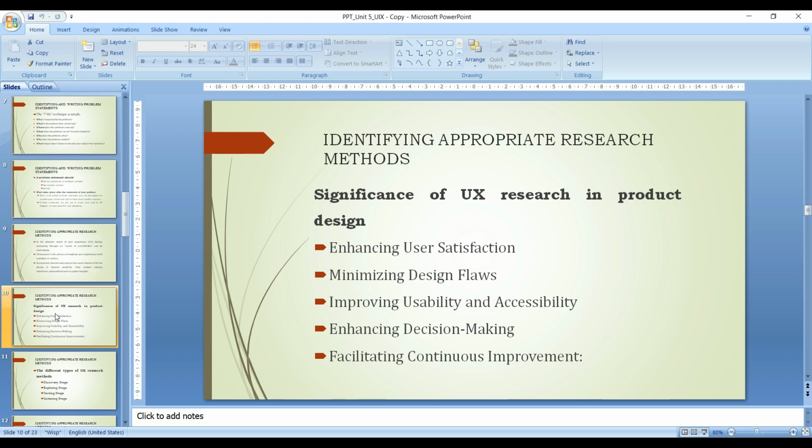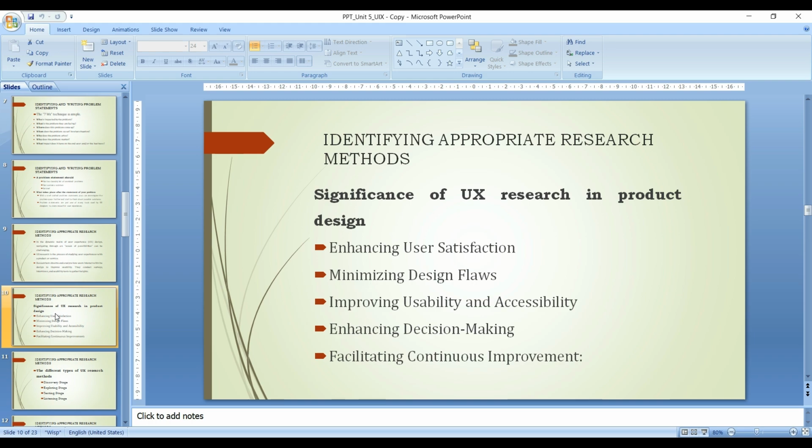And improving usability and accessibility. If I'm accessing from a mobile, it should respond, it should not say that it is only suitable for a desktop view or a laptop view. These kinds of answers should not be there. It should be accessible on all platforms. And enhancing decision making, it should enhance our decision-making ability. And then facilitating continuous improvement, and some improvement should be there, right?